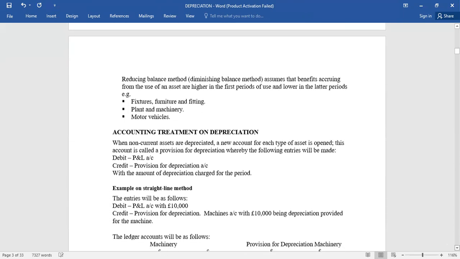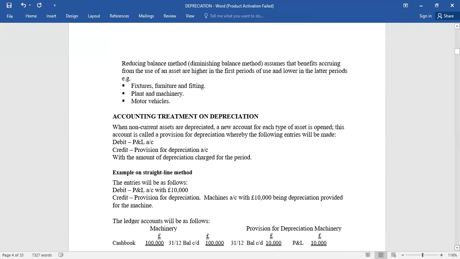In other words, the reducing balance method diminishes the value of the asset, and it assumes the benefits accruing from the use of that asset will be higher in the initial period, and then it diminishes as the period goes by. This method is best used for fixtures and furniture fittings. Of course, if you buy a chair today, you don't expect the status of the chair to be the same 5 years down the line. Same case to plant and machinery, same case to motor vehicle.